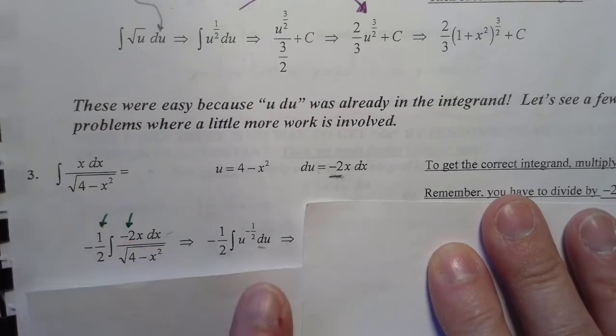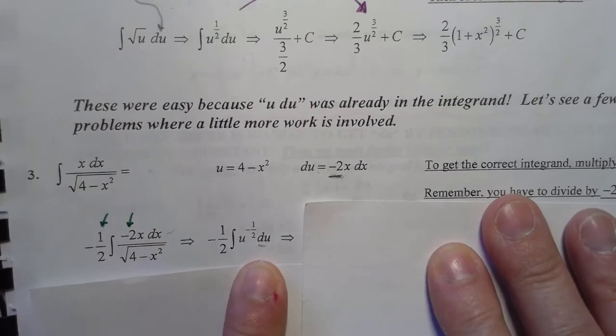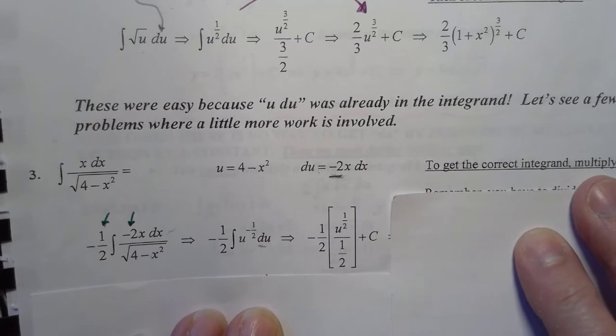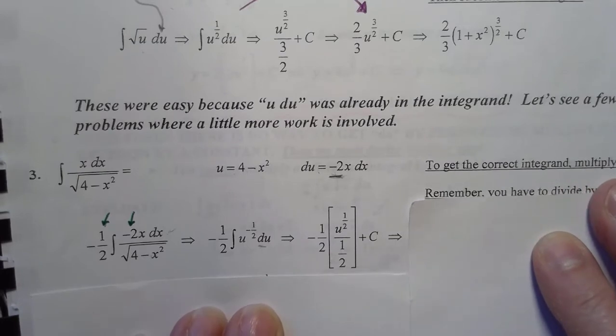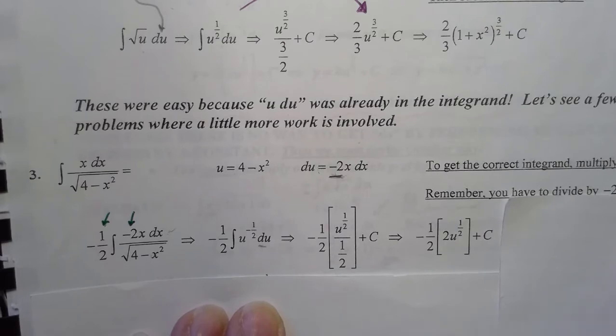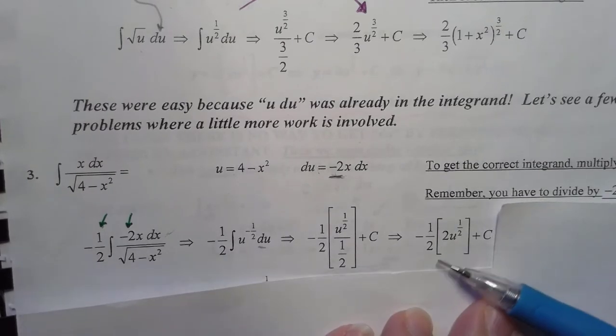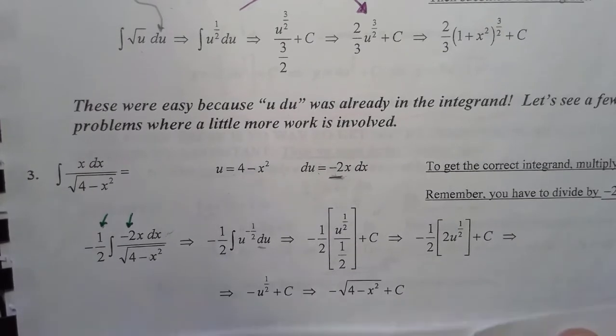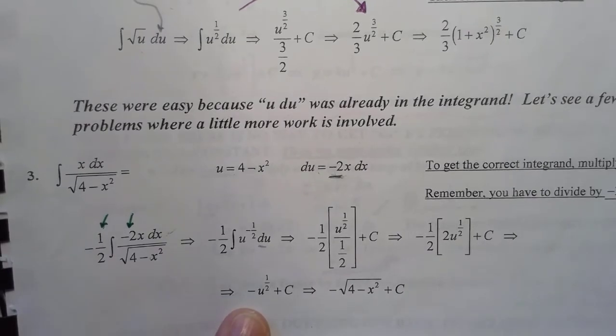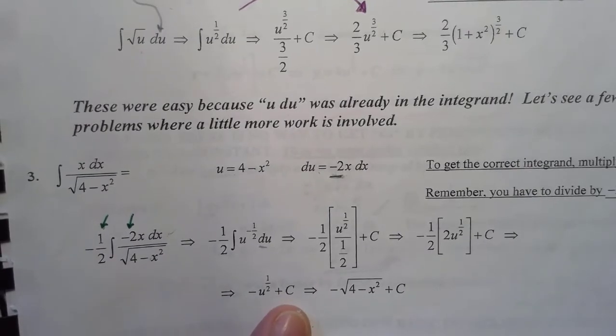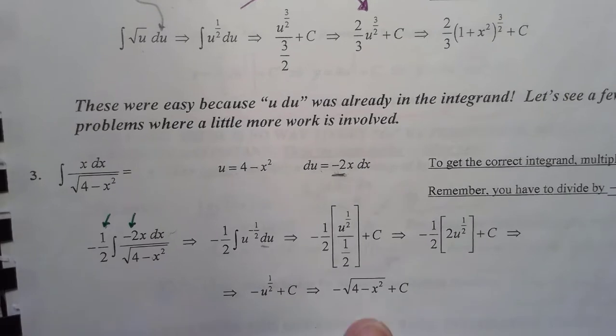This looked hard. This is easy. You've done plenty of these. Add 1 to the exponent, divide by the new exponent. We're going to clean that up. Dividing by 1/2 is times 2. And I can see that we can cancel our 2's here, and we get -u to the 1/2 plus our constant c, and then we can substitute back in what our u was.